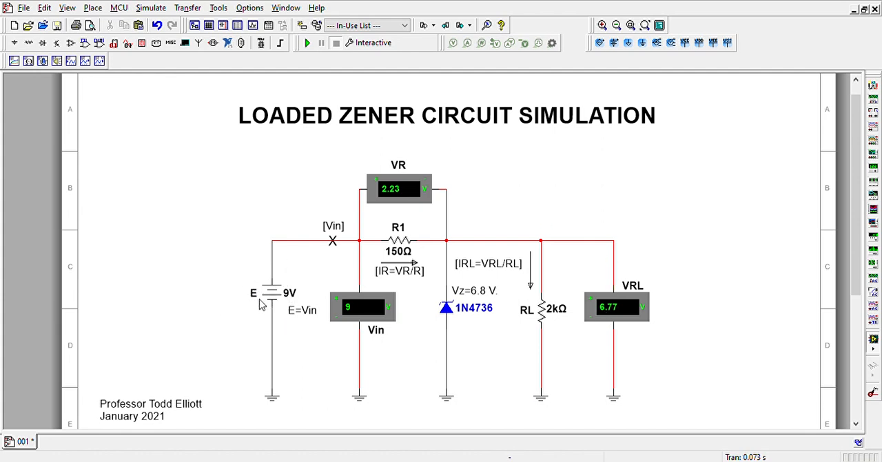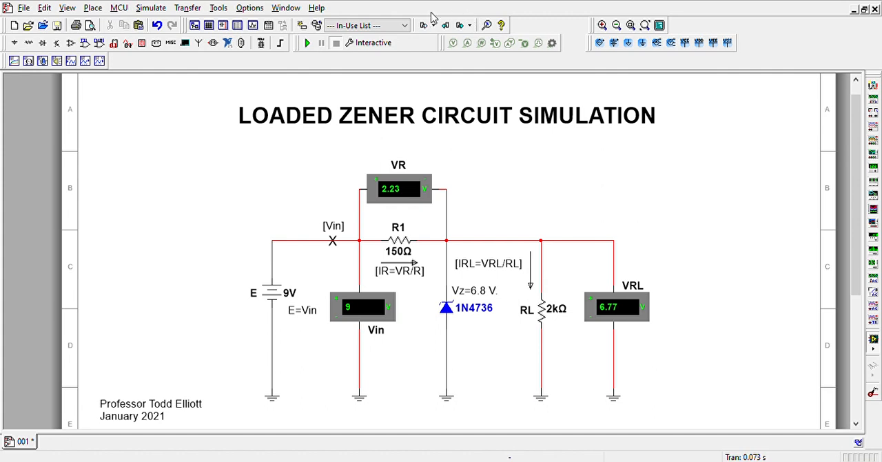So our input voltage always has to be larger than the Zener voltage if we want the Zener to remain in what we call regulation. And the difference in the voltage here and here shows up across that series resistor. Okay, so take note of those values.